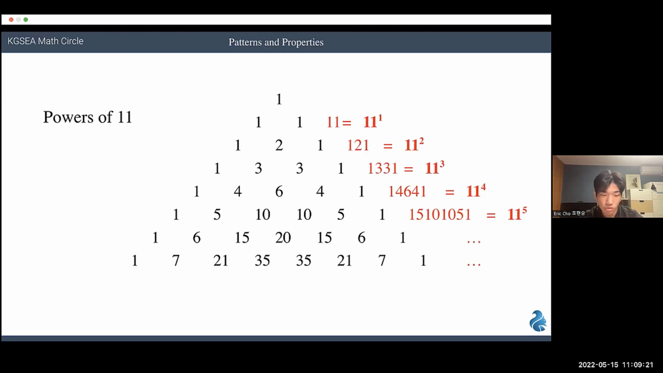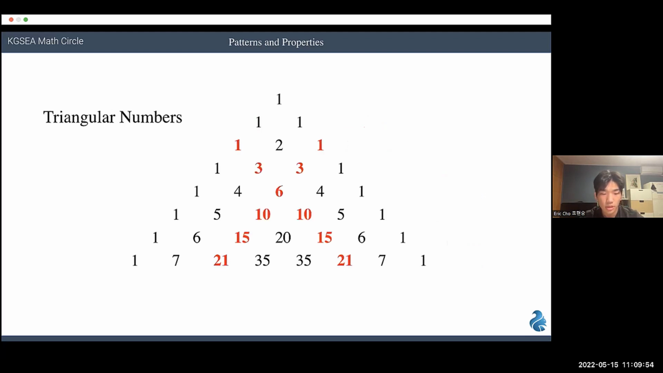One of the most intriguing patterns is that starting from row 1, if we see each number in the row as a digit of a larger number, we can find a power of 11. For example, when we look at row 2, the first 1 will be the 100s digit, the 2 will be the 10s digit, and the last 1 will be the 1s digit, giving us the value of 121, which is 11 squared.